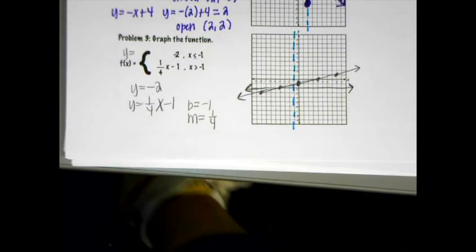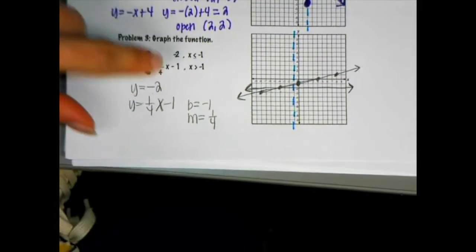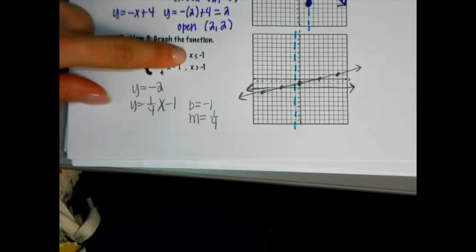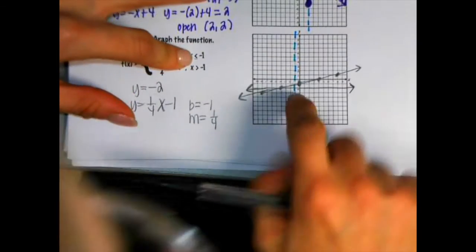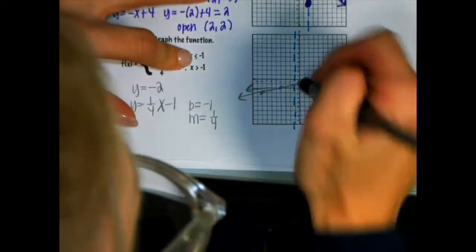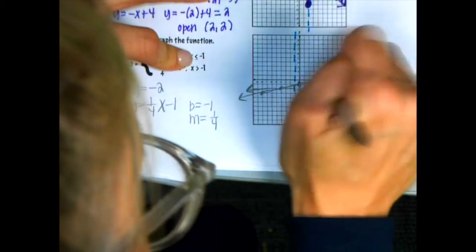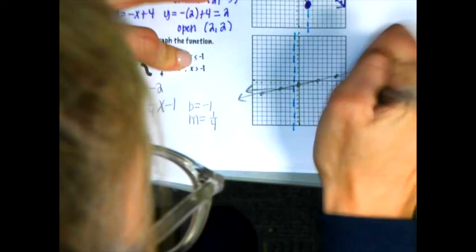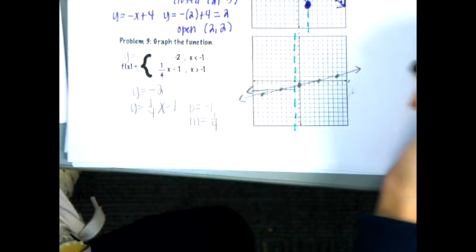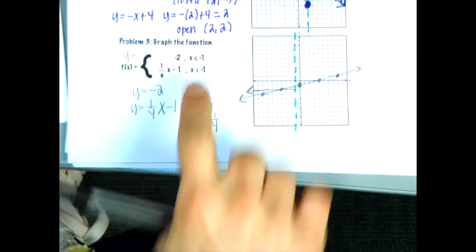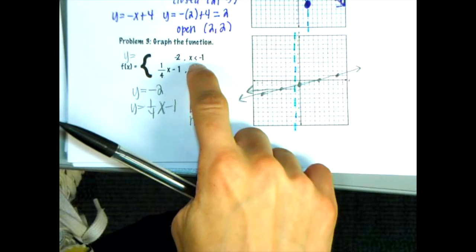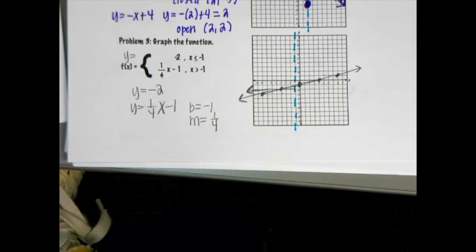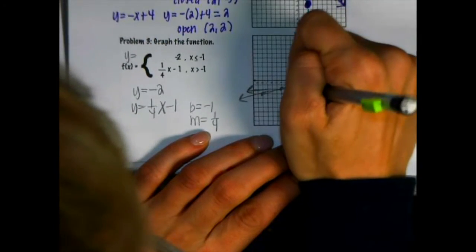Okay, so this first line is only allowed to exist to the left of -1. So everything on the other side you're going to erase. And then is that one going to have an open dot or a closed dot? Closed dot, yep. So then put a closed dot on that one.